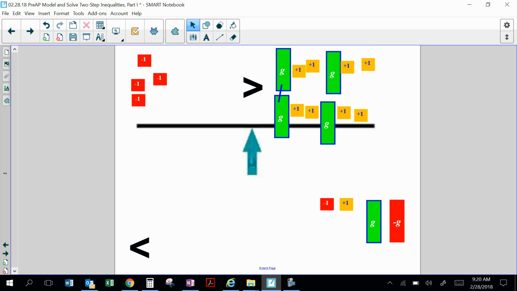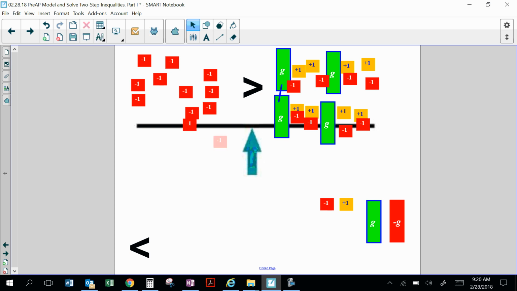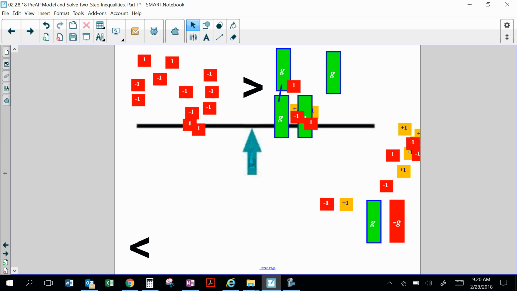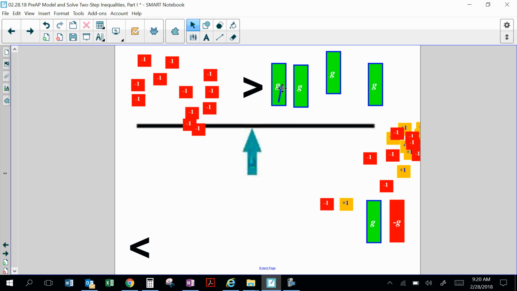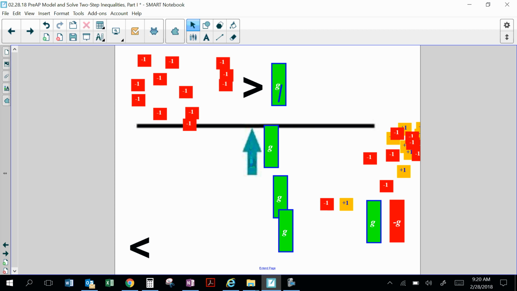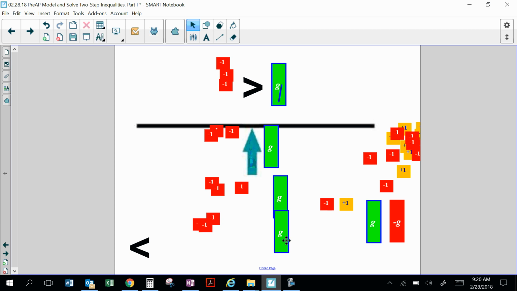Welcome back. So first of all, you have your G. Are the G's isolated? No. I need to take out 8 negatives and put them on both sides. So you have to put -8 on both sides. These cancel because they are 0 pairs, because a negative and a positive make a 0 pair. So we have 4G and we have 12 negatives. That means each G will need 3 negatives. Each G will need 3 negatives. So if you said the answer is -3 is greater than G, great job.